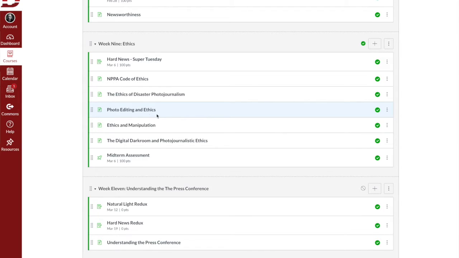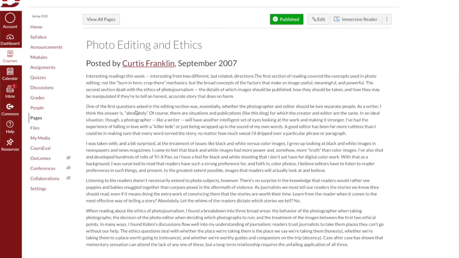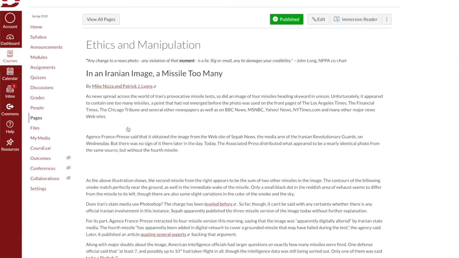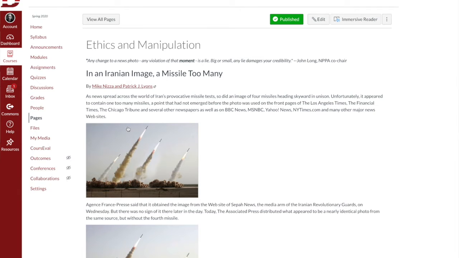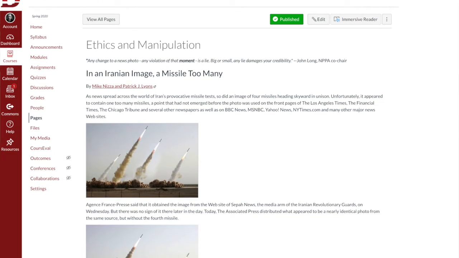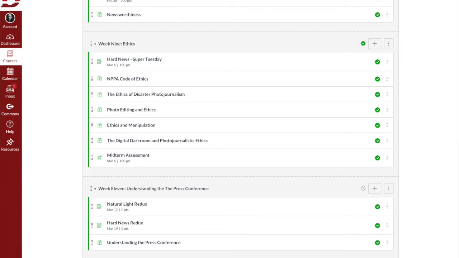Next up, then, is photo editing and ethics. This is an essay here written by Curtis Franklin. Good idea to get into that. And what are the constraints that we get into as far as ethics and the manipulation of photographs. This is a good article as well that takes a look at a specific image having to do with an Iranian missile launch. Again, there for you to read. There's some blatant kind of manipulation of what's going on there.